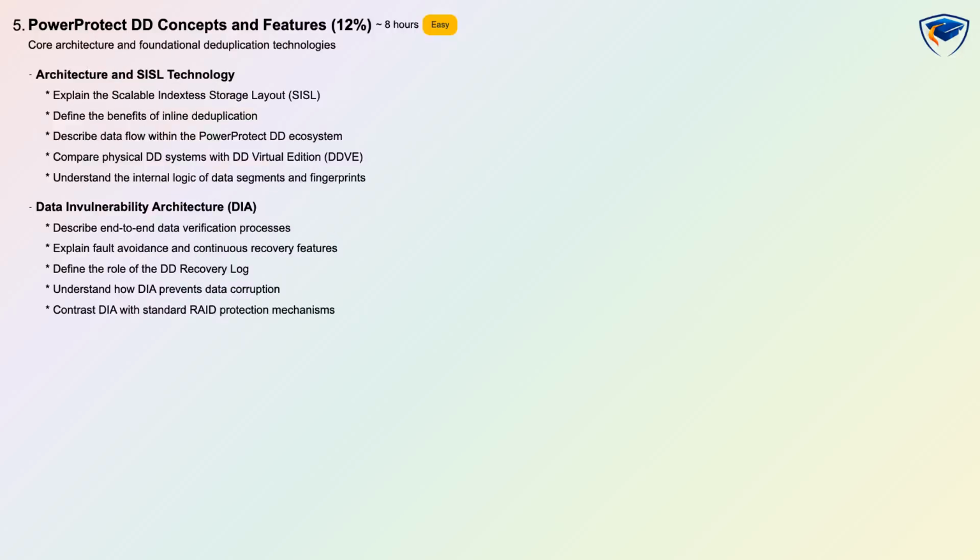Power Protect DD Concepts and Features is 12% of the exam, rated easy, and suggests about 8 hours of conceptual and scenario study. Study the core architecture and SISL technology to explain scalable indexed storage layout, inline deduplication benefits, data flow through Power Protect DD, and differences between physical systems and DD Virtual Edition including how data segments and fingerprints work.